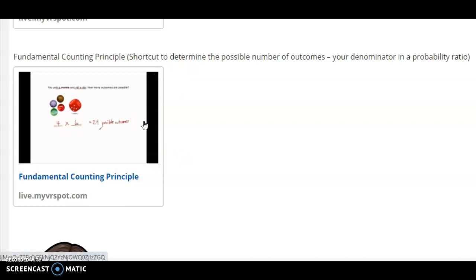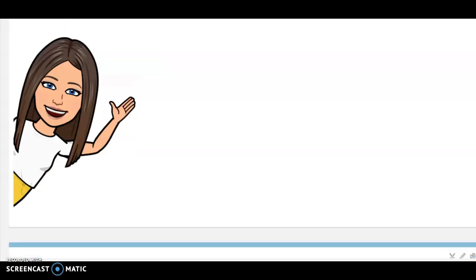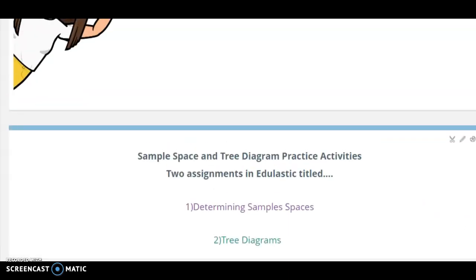It's a pretty quick video, and it's a shortcut to determining the number of possible outcomes, which we know is your denominator in a probability ratio. Okay, and then finally, you're going to get to practice using sample space and tree diagrams and interpreting those with 2 Edulastics that are provided for you. Okay, so you'll go to Google Classroom and see that those are assigned. Number 1, determining sample spaces, and number 2, tree diagrams.